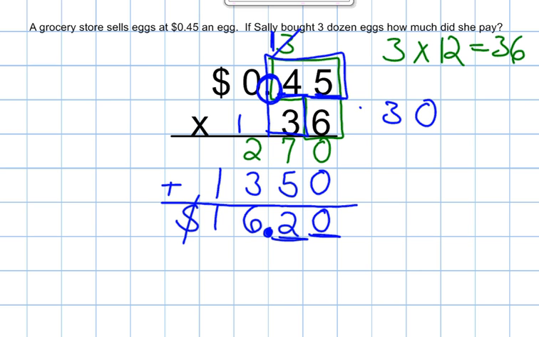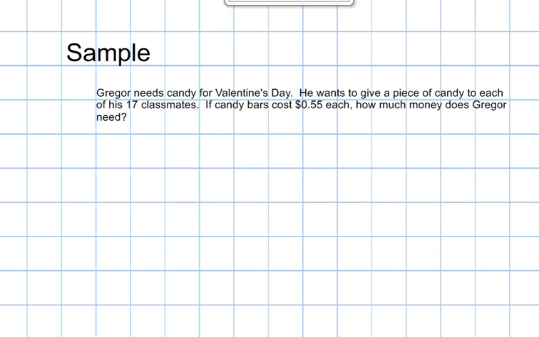And so we have this. Then, here is your sample problem to get you started on this process. And that is lesson 51.